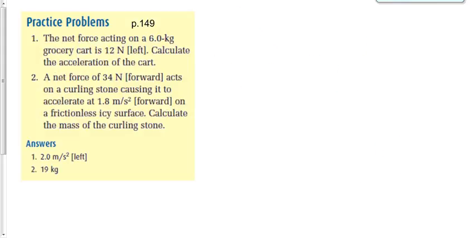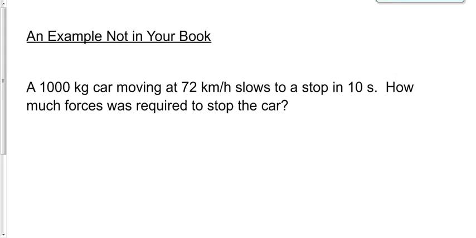Okay, let's spend a few minutes at your desks working on the questions on 149, please. All right, if those are good, let's have a look at one more question. I want you to try this one yourself. It's an example, but I want you to try it yourself, and then we'll take a look at it as a group when you're finished going over it yourself.